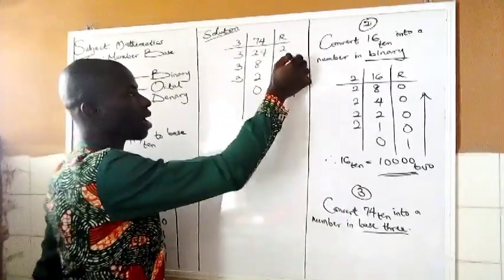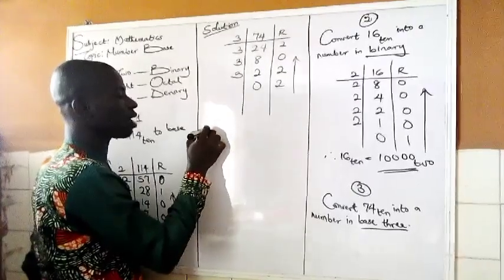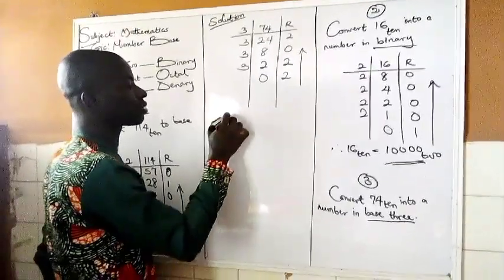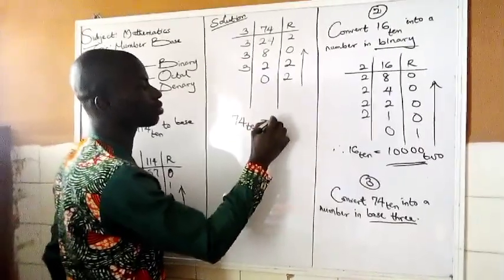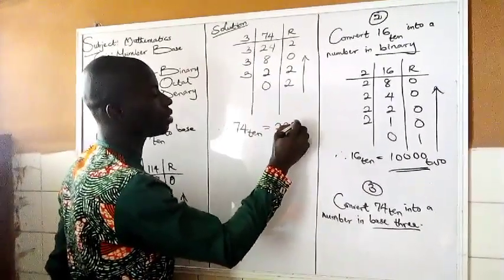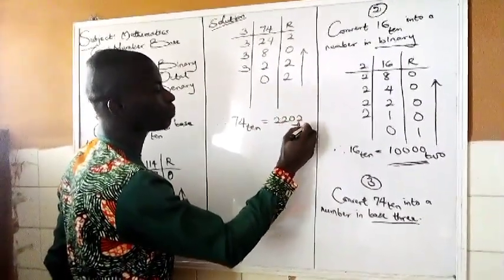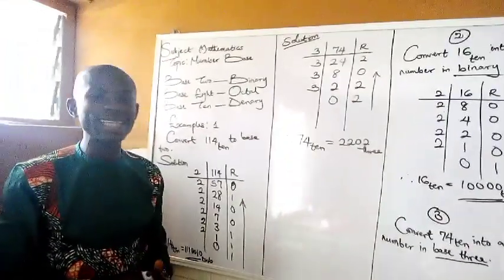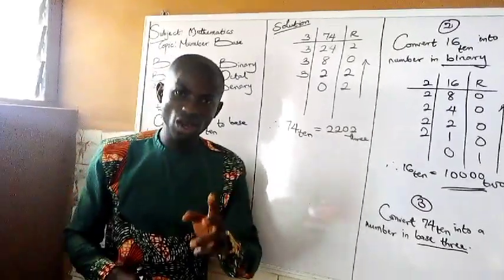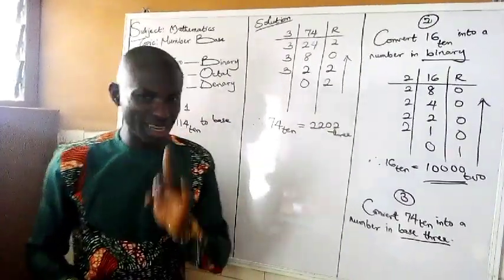Then you count your answer from down to up. Therefore we have 74 base 10 equals 2202 base 3. I need to tell you this. Please, when you are working under number base, you can never get a number equivalent to the base or greater than the base. Please take note.